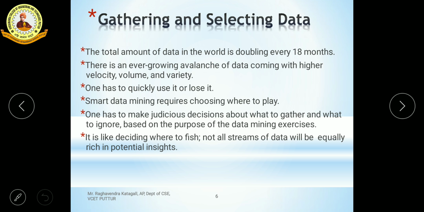Not all the streams of data will be equally rich in potential insights. So this is an example. In online shopping, the owners like Flipkart and Amazon, they will be looking for proper data of a user, right? They'll not go for medicinal history. They are not interested in the customers' medical histories, right? They are only interested in how they shop in the online market. Okay, so they should decide where to fish. Not all the streams of data will be important for everyone.